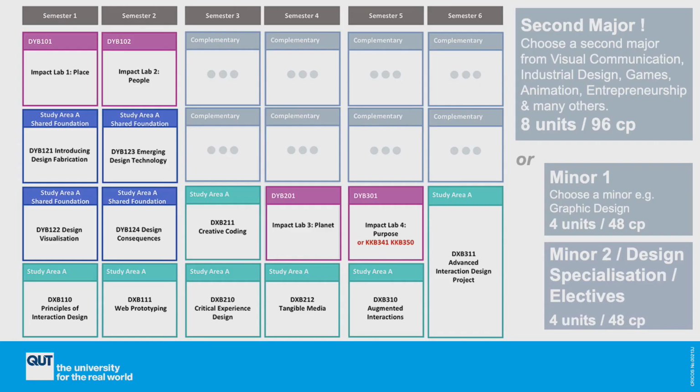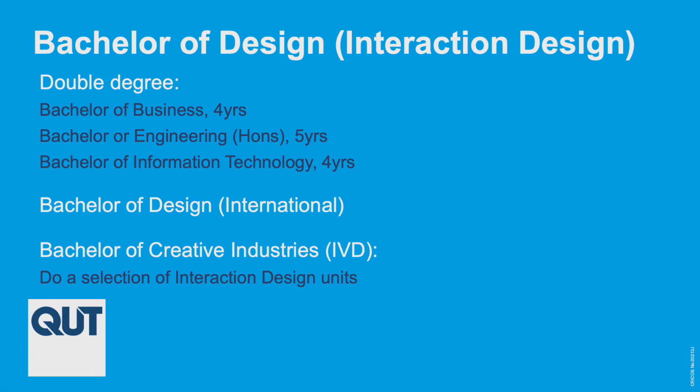The Bachelor of Design in Interaction Design is a 3-year degree, full-time. We also have double degree options with business, engineering, and IT. Then there's the B-Design International, which is a 4-year degree with a year overseas. And the Bachelor of Creative Industries in Interactive and Visual Design. These BCI IVD students do a selection of interaction design units, as well as some from visual communication, kind of like a joint interaction design and visual communication major.